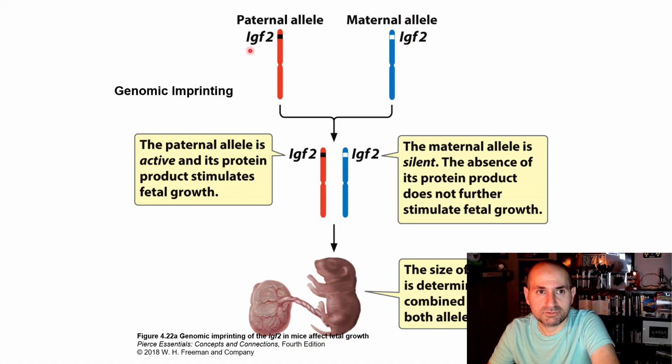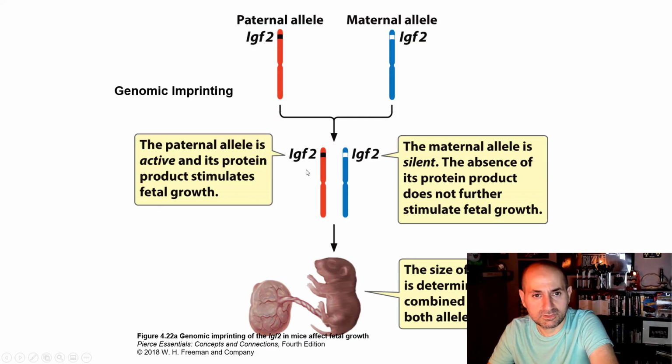IGF-2. It's a growth factor for mice. The paternal allele has IGF-2. The maternal allele has IGF-2. The paternal allele is active, and its protein product stimulates fetal growth. The maternal allele is silent. It's switched off. It's imprinted off. The absence of its protein product does not further stimulate fetal growth. And then the size of the fetus is determined by the combined effects of both alleles.